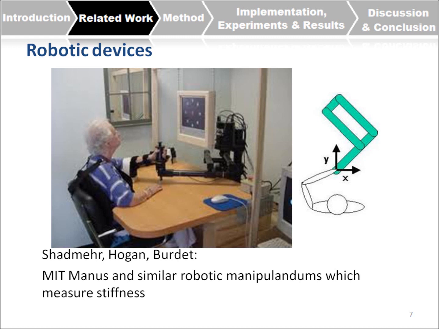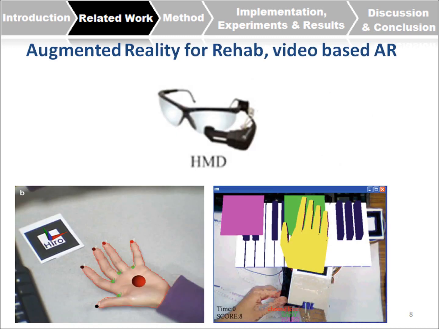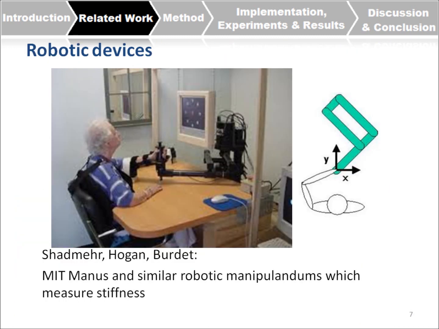So robotic devices are used to their very best. They are used to measure the impedance or stiffness of the arm, where the subject moves from point A to point B, and the robot perturbs the hand, and it measures the response to the perturbation, so it measures the impedance.